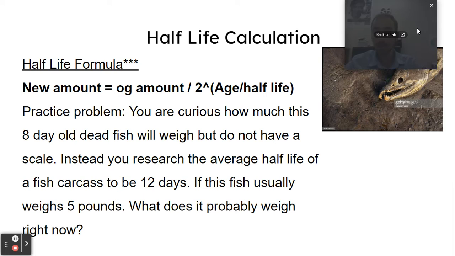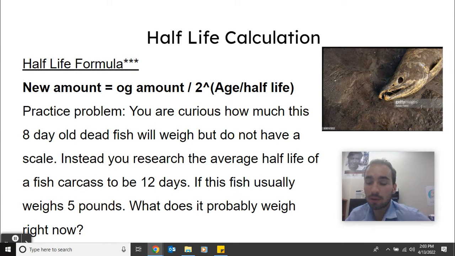Okay? Next, you found a decaying fish in your backyard. Someone threw it in your backyard, probably a hate crime, and you left it there for 8 days. And since you left this fish for 8 days, now you're curious how much it weighs. You notice it started to decay a bit. So, you don't have a scale, but instead you could do math and figure out how much it weighs in theory. So, you research the average half-life of a fish carcass to be 12 days. That's the half-life of a fish carcass, 12 days. If this fish, before it died, weighed 5 pounds, what does it probably weigh right now?